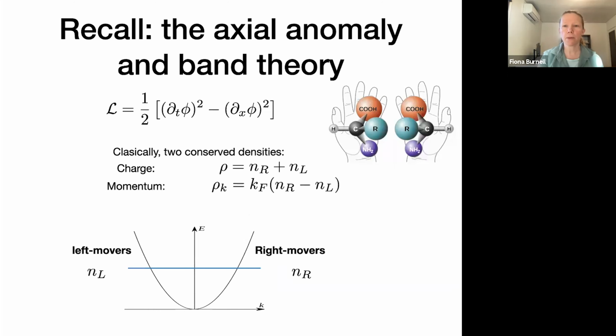Now let's look at this action for a minute. Classically, it has two conserved densities: the total charge density, which is basically the number of right movers plus the number of left movers, and also the total momentum density, which you can relate, via the Fermi momentum, to the difference between the number of right movers and the number of left movers.